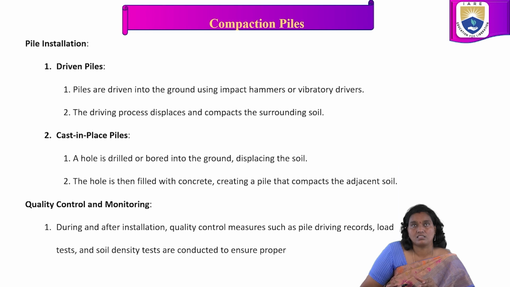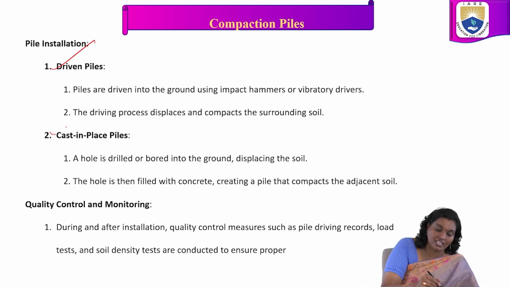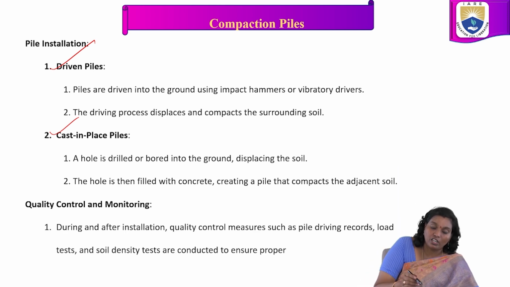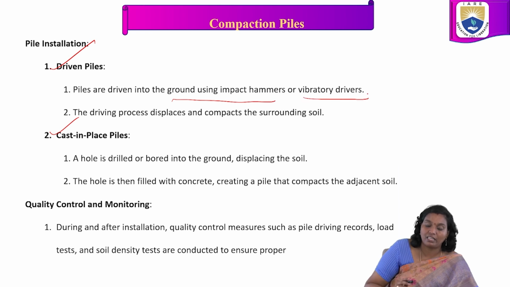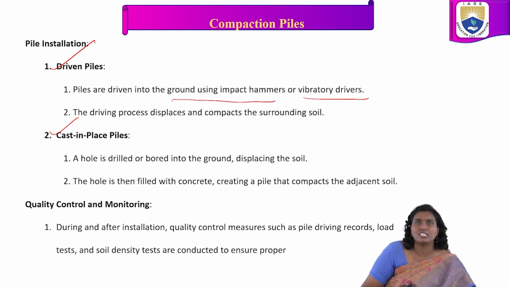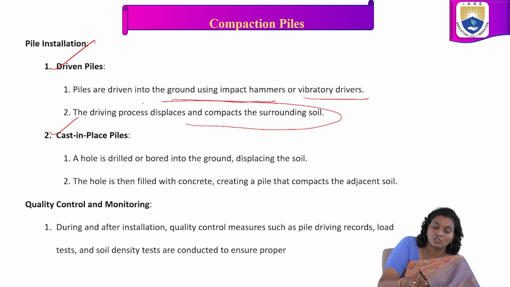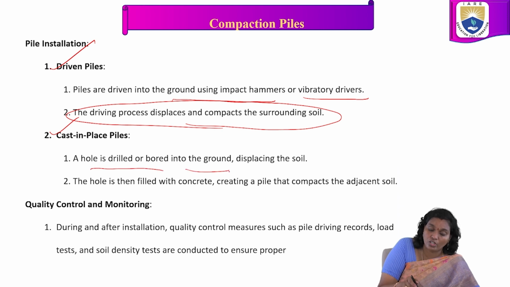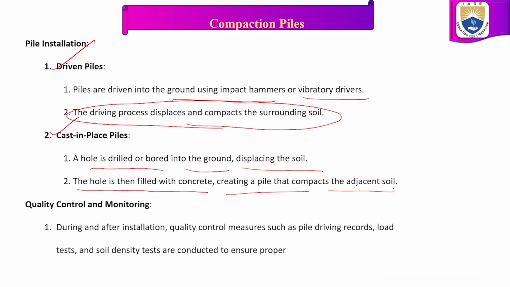Now, pile installation: driven piles and cast-in-place piles, which we already discussed. Which type is suitable depends on the particular conditions of the site, the soil, as well as the required construction work. We choose whether it is going to be driven or cast-in-place piles. Coming to the driven piles, piles are driven into the ground using impact hammers or vibratory drivers. The driving process displaces and compacts the surrounding soil. Coming to the cast-in-place piles, a hole is drilled or bored into the ground, displacing the soil. The hole is then filled with concrete, creating a pile that compacts the adjacent soil. So, this is the pile installation.